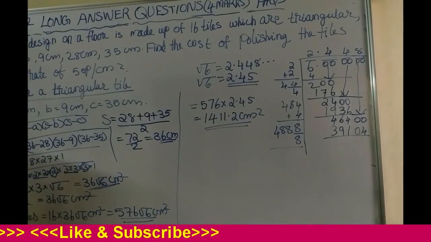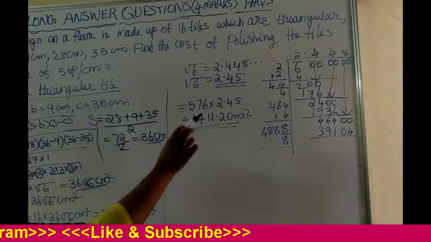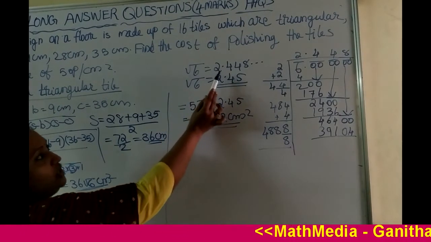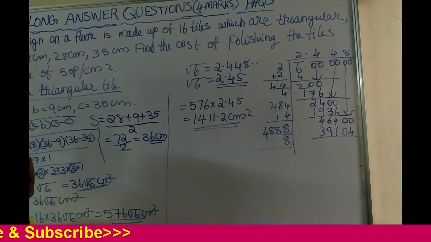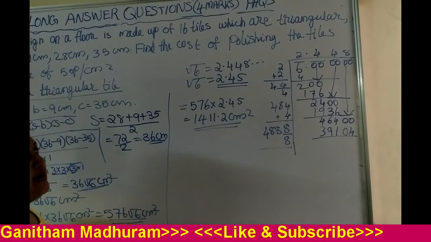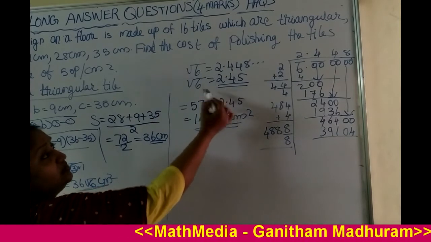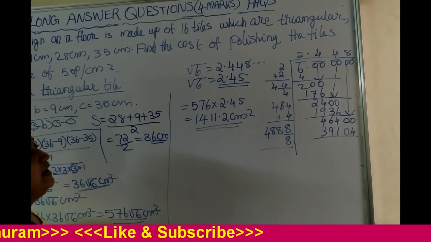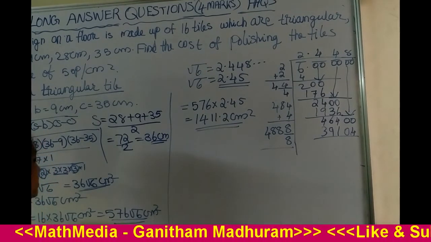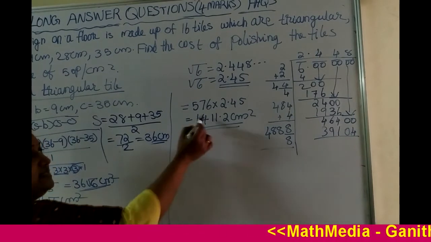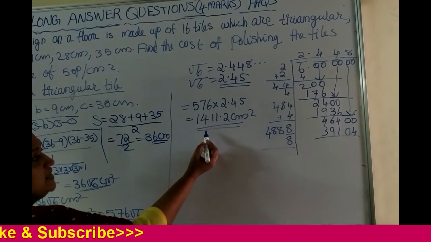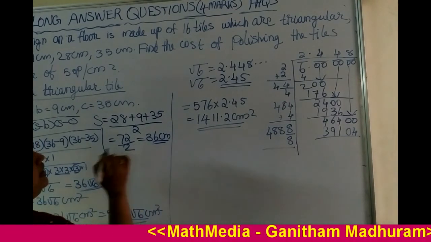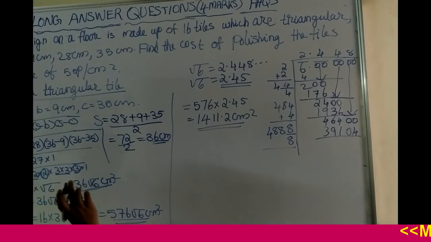We can find the value of root 6. I have solved here by taking the division method. We get the value of root 6 as 2.448. Maximum 3 digits after the decimal you have to find out, and we can round up to 2 decimals, so it will become 2.45. So 576 root 6 becomes 576 into 2.45, that is equal to 1411.2 centimeter square.